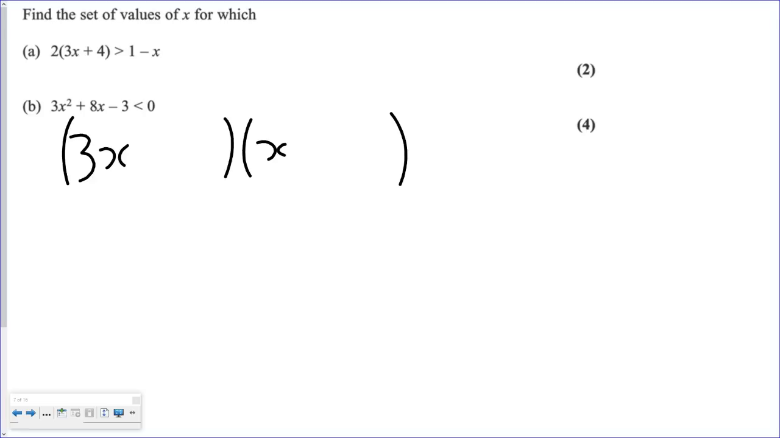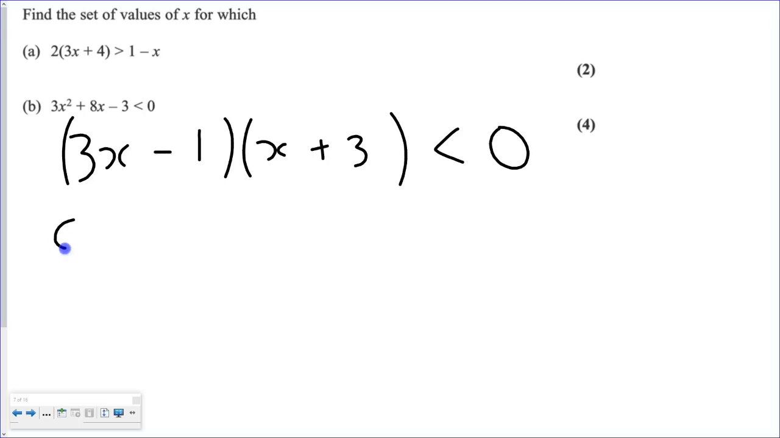So if I put plus 3 here and I put minus 1 here, 3x times 3 gives me 9x, x times minus 1 gives me minus x, so in total I have 8x. If you're not confident with factorising, make sure you do get into the habit of expanding those brackets out and checking that it works. Even if you're quite confident with factorising, it can be quite easy to make a mistake sometimes, so expand those brackets out and check. So now all that has to be less than 0.